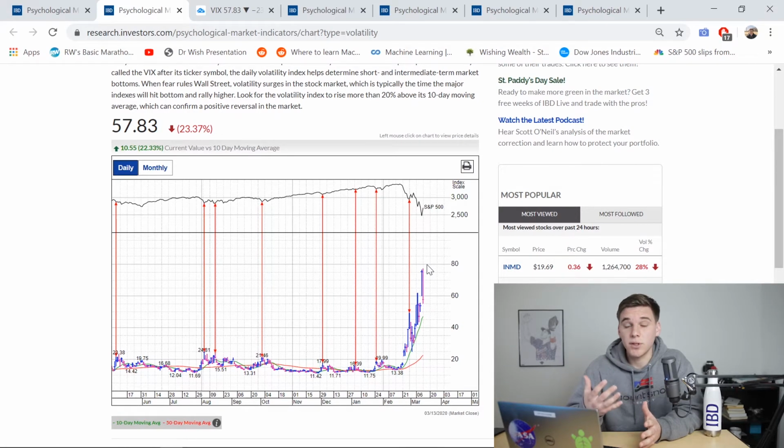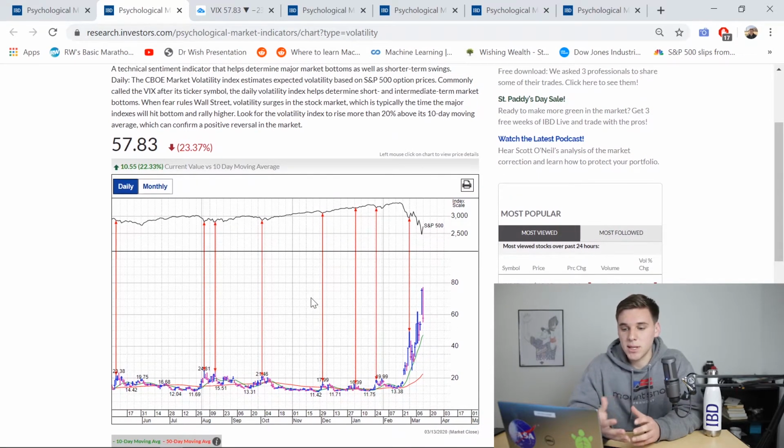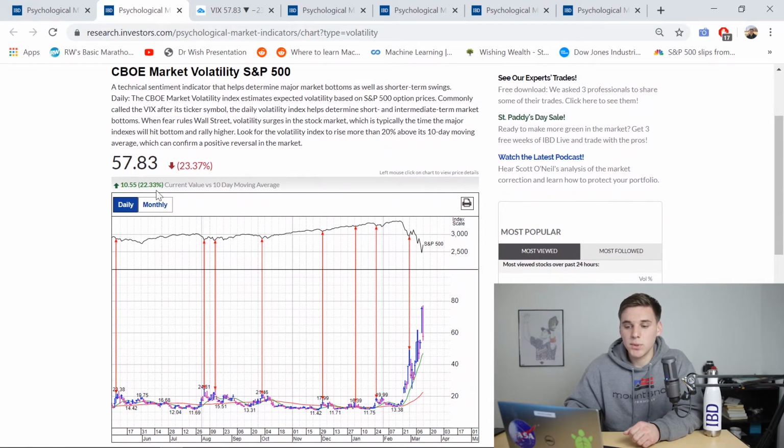And this is very high for the VIX, but it's not unheard of. And it's always a good idea to check out how this is doing, and how IBD uses this is it keeps track of the percent change above the 10-day moving average. So currently we are 22% above the 10-day moving average of the VIX, which is among the level that they look for to confirm a positive reversal in the market.